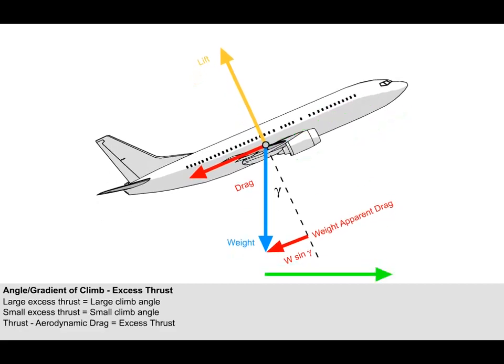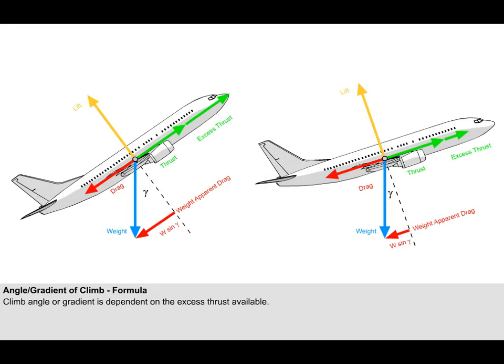The excess thrust can be calculated by taking the total amount of thrust available and subtracting from it the amount that balances the aerodynamic drag. The remaining thrust is the excess thrust available. From what we have just seen then, for any given weight, the angle or gradient of climb depends on the amount of excess thrust available.